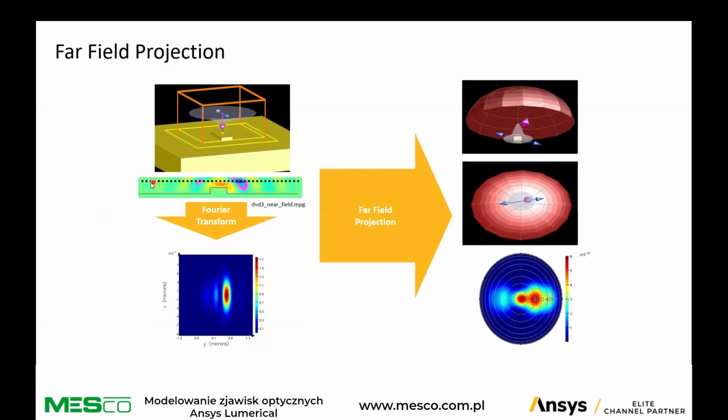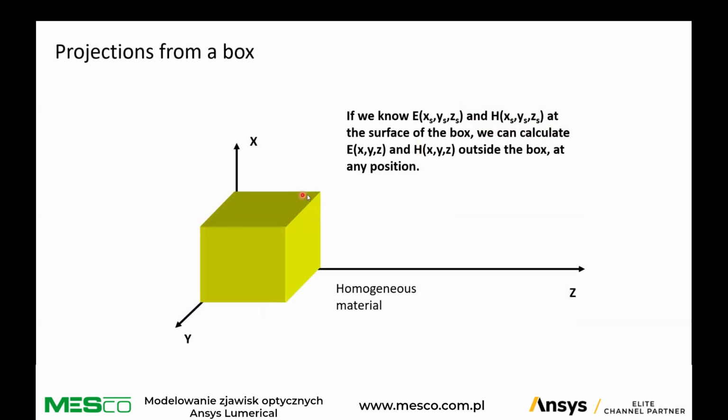The far-field projection simply assumes that the propagation of light from that plane is in a homogeneous medium, so there's nothing that will affect the propagation of light. Then we can calculate the fields at any position above that line. For this specific case, we also use the fact that if we know the fields on the six sides of a box, we can know the fields at any position outside of that box.